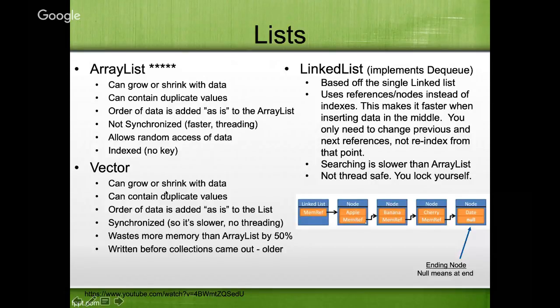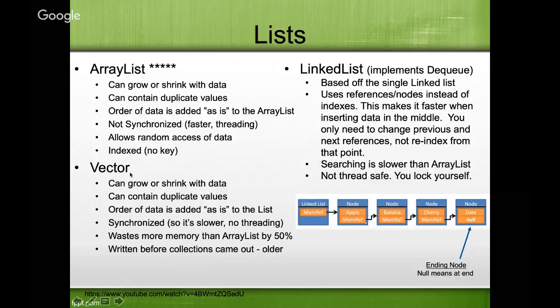Now a vector, it can grow and shrink with data as well. It can contain duplicate values. It's ordered the same way as is to the list. It's synchronized, so you can't use threading with it. It wastes double the amount of memory as an array list does. And it was written a long time ago, and it's much older.